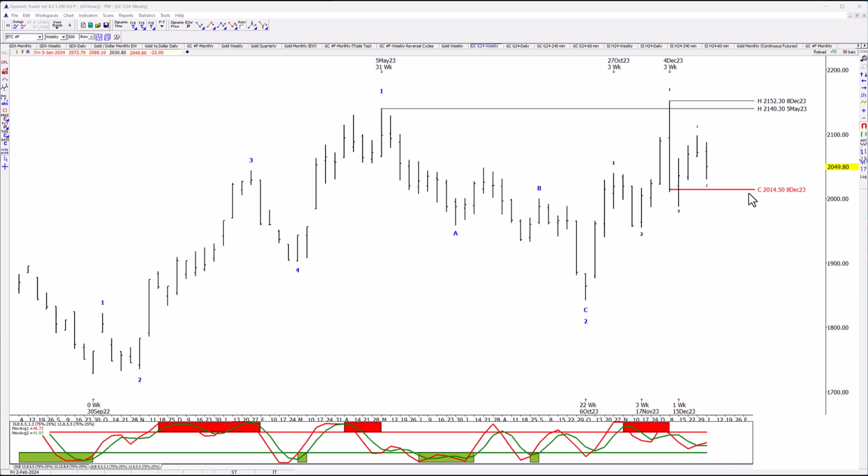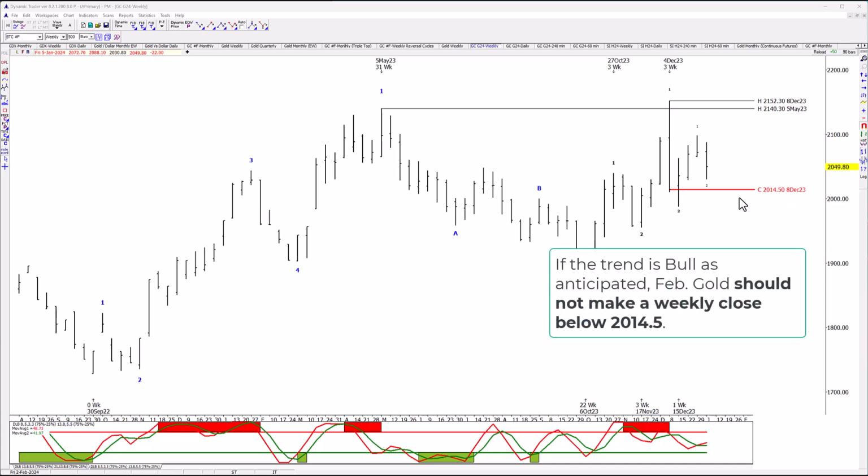Before we go to the daily, this is gold weekly. The lowest recent weekly close was the week ending December 8th at 2014.50. So as long as gold does not make a weekly close below 2014.50, the assumption is the trend will continue bullish to a new high.